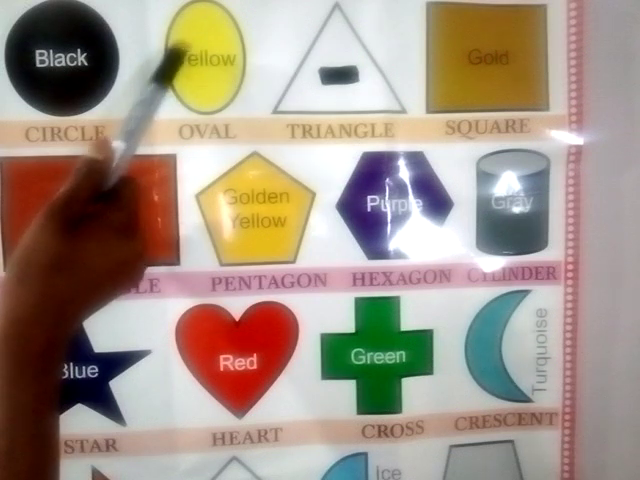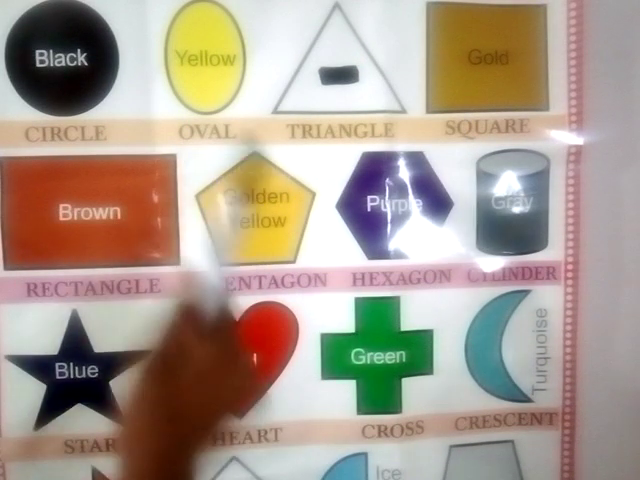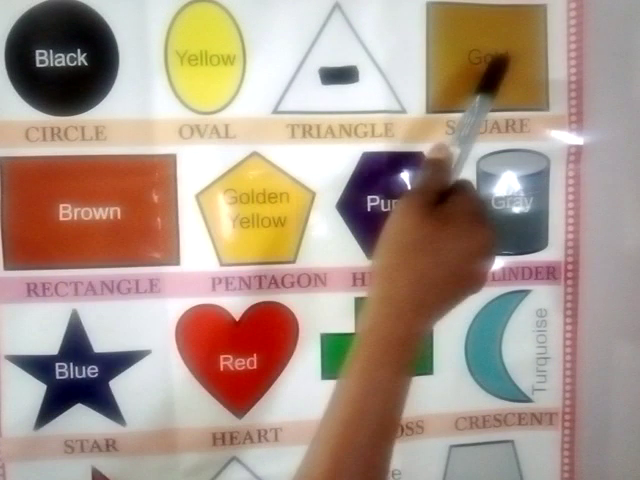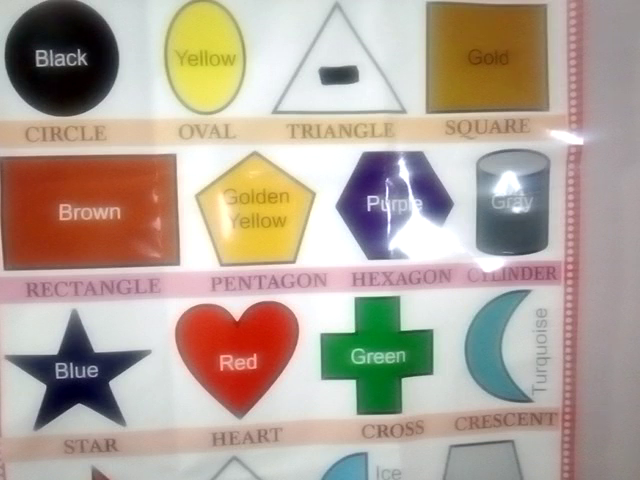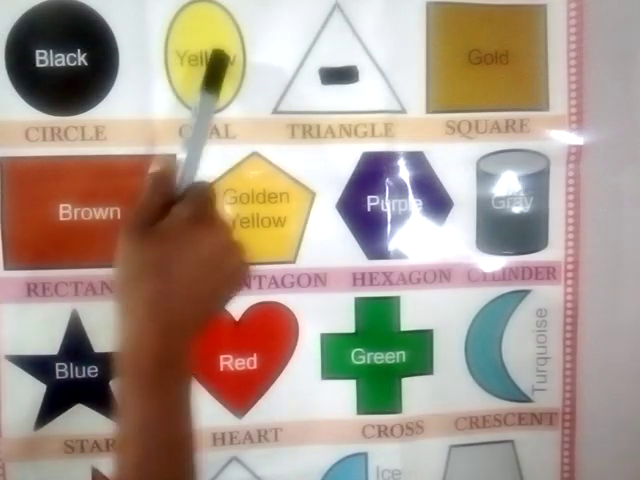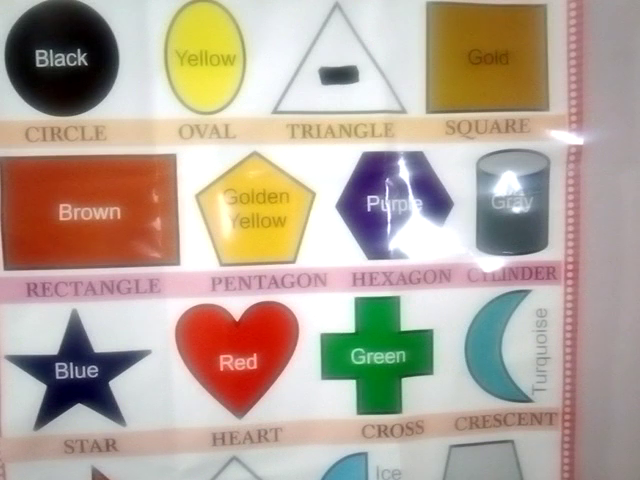Remember this is yellow up here, right? And we said this is gold. So if you look at this golden yellow, it's like a shade between yellow and gold. That's why it is called golden yellow. Okay, it's like if you combine yellow and gold color, this is what you're going to get. So that's why the name is golden yellow.